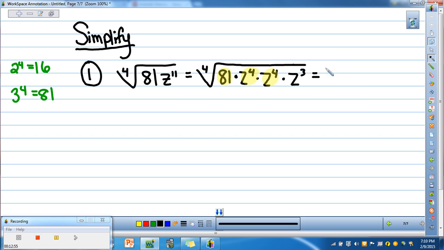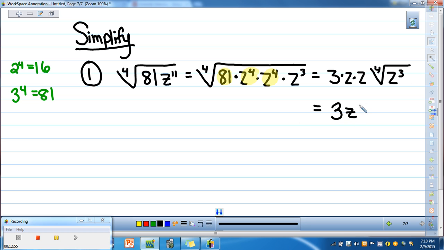The 4th root of 81 is 3. The 4th root of z to the 4th is z. Another z to the 4th is another z. And we're left with the 4th root of z cubed on the inside. Altogether, it's 3z squared times the 4th root of z cubed.